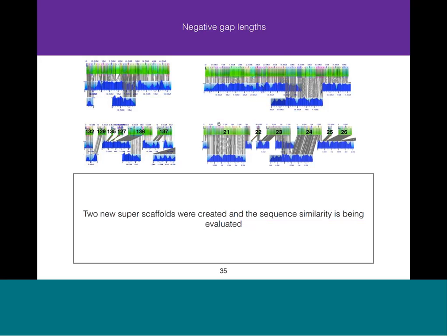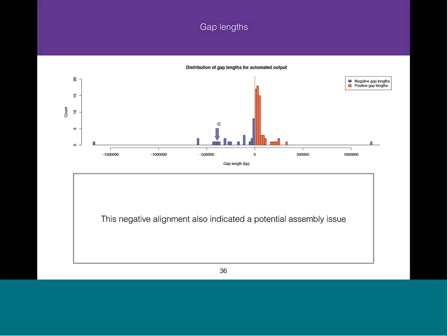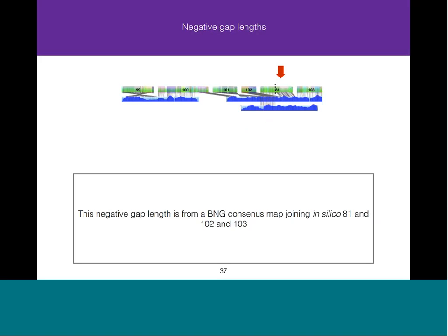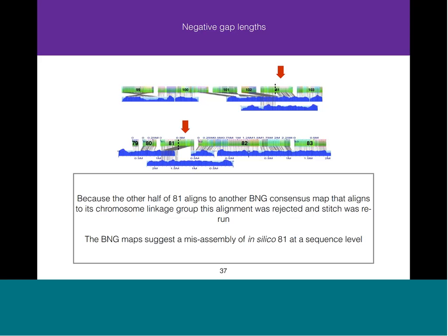Okay, so this is actually one of my favorite negative gap links. This one's a really cool case. If we take a look at this very small negative gap link, we can see that we've got 99 to 102 scaffolds that are from one chromosome linkage group, and smack in the middle of them is scaffold 81 from a different chromosome linkage group, and then we go back to the correct chromosome linkage group, 103. So that's only half of scaffold 81 that's aligning with the wrong chromosome linkage group. The other half of 81 is aligning with its correct chromosome linkage group, which is kind of exciting.